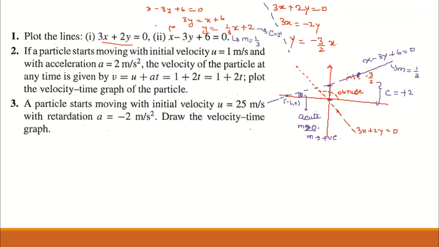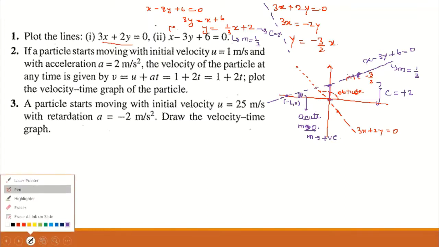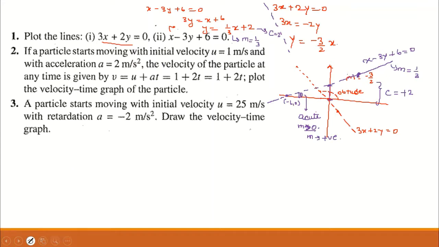Coming to the next question, if the particle started moving with the initial velocity u is equals to 1 meter per second, acceleration 2 meter per second square, the velocity of the particle is given by v is equal to u plus at, that is 1 plus 2t. The velocity time graph we have to draw. In that case, let's suppose this is time axis, this is velocity axis. Now equation is v is equal to u plus at.